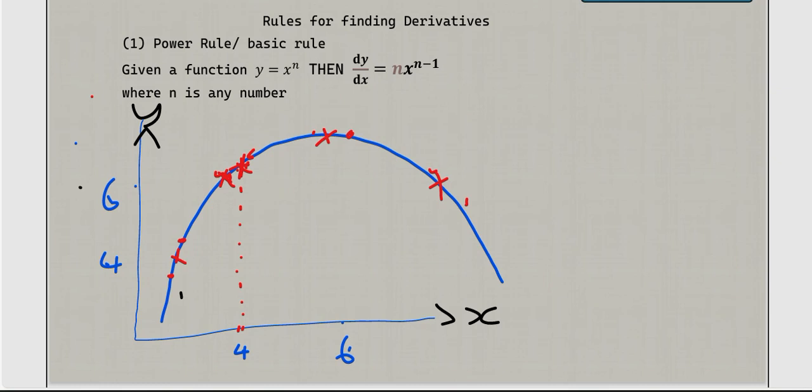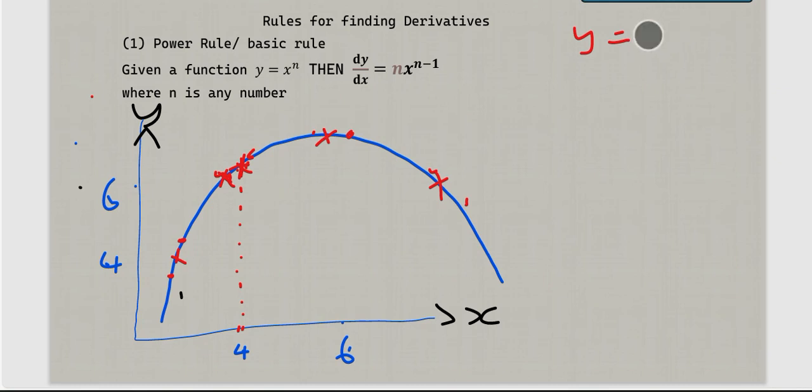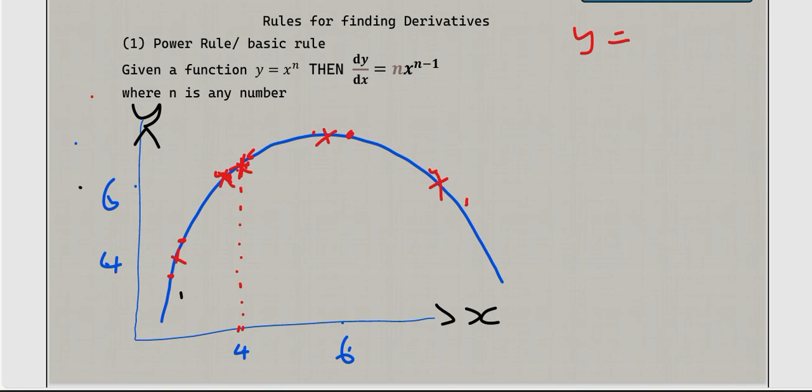So let's assume this curve is y equals x cubed. Just put x cubed, that is your curve. So this curve is y equals x cubed, and you want to get the slope, or the derivative, or the gradient of the curve at that point. How do you get that?